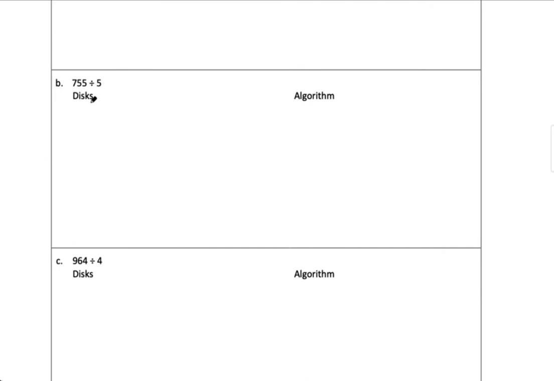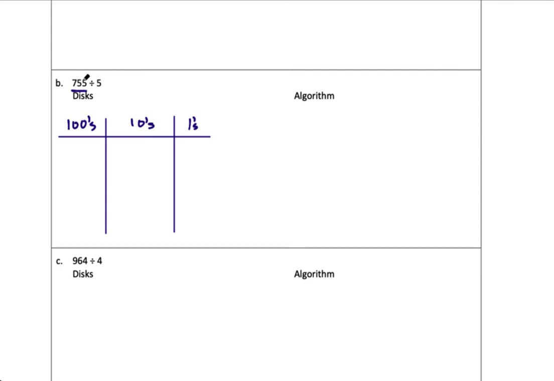I'm going to use place value disks, and I'm going to use the standard algorithm to solve this. So I'm going to draw a place value chart. All I need to do is go to the hundreds place. So we have the hundreds, the tens, and the ones place. Just a very simple place value chart. It doesn't have to be too fancy.